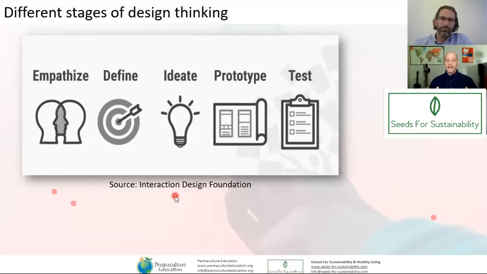Now the big idea, and the reason that design thinking is so popular, is because it's not a linear process of we create a design, we put it out there on the market. It's more of a feedback loop that constantly comes back to improving the product. And that's a good idea.